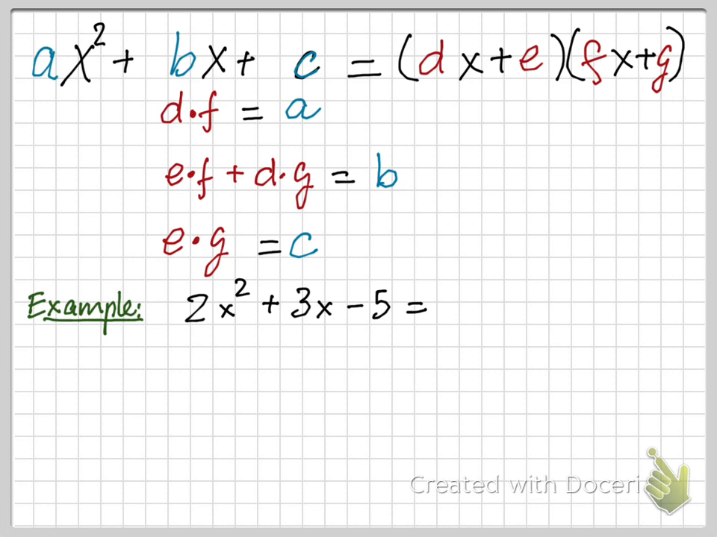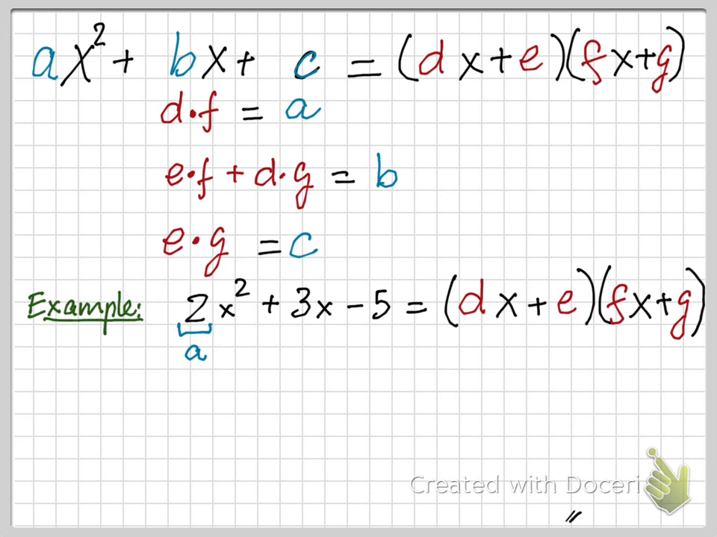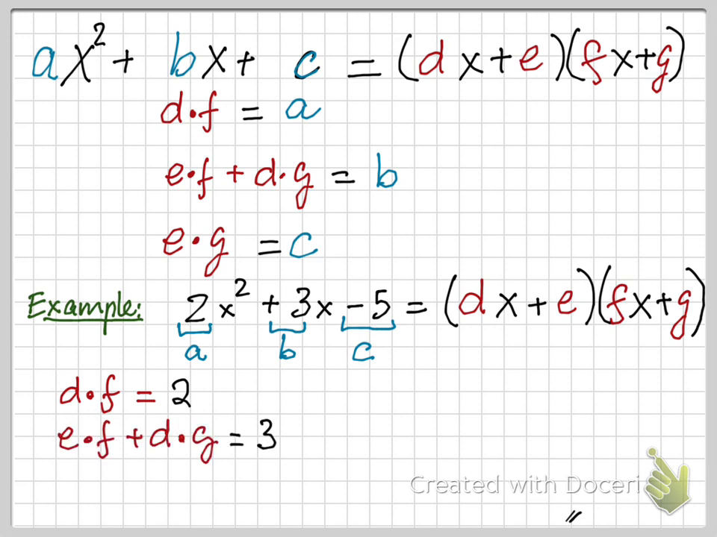Now let's look at an example. You have 2x squared plus 3x minus 5, and if this expression is factorable, then we're going to write down the two factors on the right side. Going through the first step, we want to identify a, which is 2, b, which is 3, and c, which is negative 5. Remember, you have to carry the negative with you. Now, using the conditions, df equals 2, ef plus dg equals 3, and eg equals negative 5.